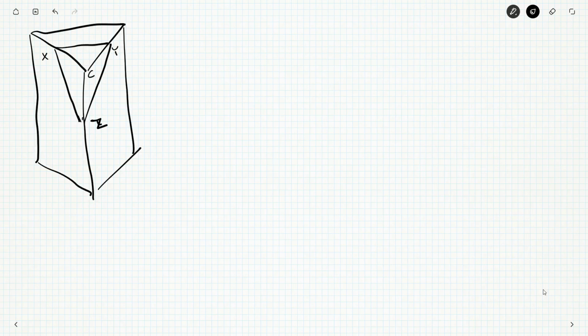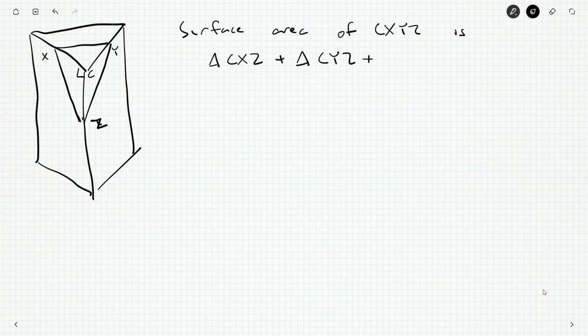And so the surface area of CXYZ is the area of triangle CXZ. Hey, that's a right angle triangle that we've already seen. Plus the area of CYZ. Oh, hey, that's another right angle triangle, exact same copy. Plus triangle XYC. I'll change it to CXY. We've been putting the C's in front the entire time. CXY plus triangle XYZ. Okay.